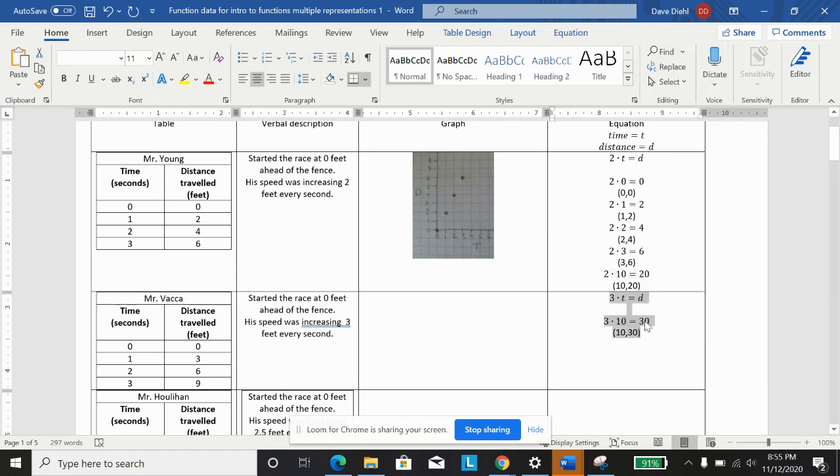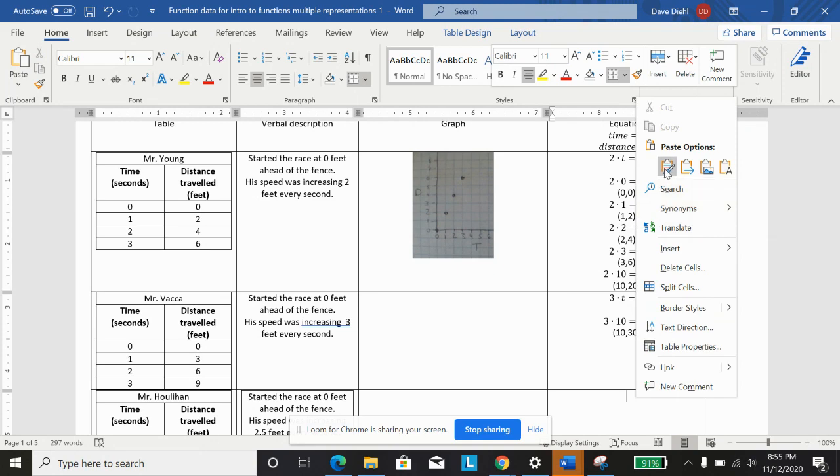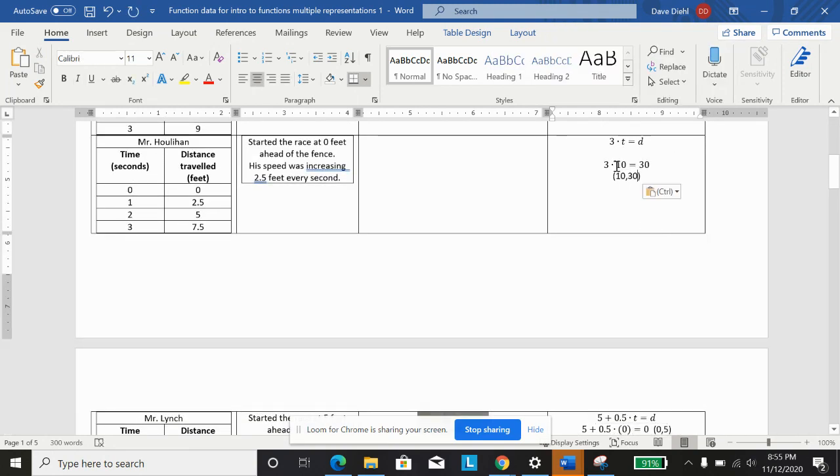Well, his equation would be very similar to Mr. Vaca's, except his would be 2.5 times time, his distance. So for him, it would be 2.5 times 10. And I know 2.5 times 10, everything just gets an extra place value and becomes 25. So after 10 seconds, he'd be at 25 feet.